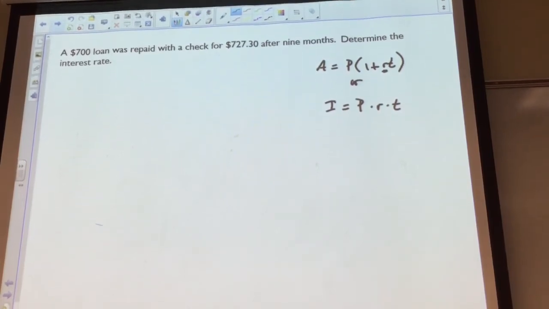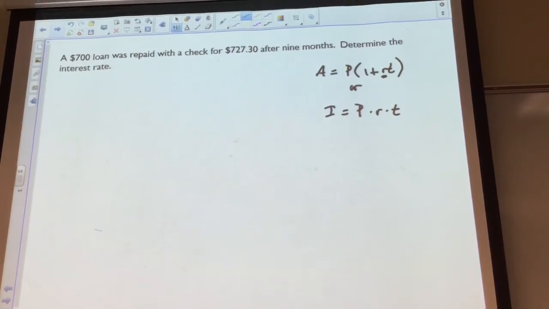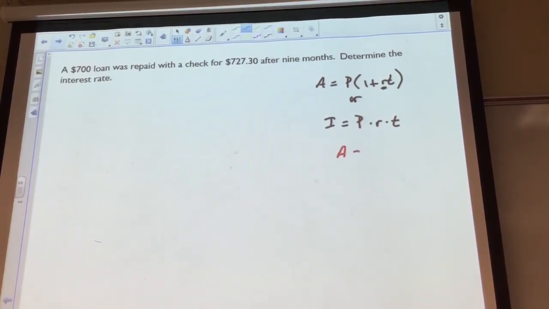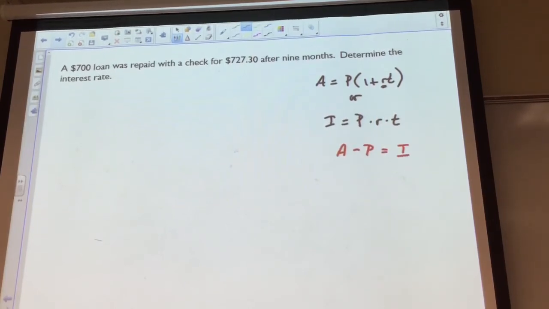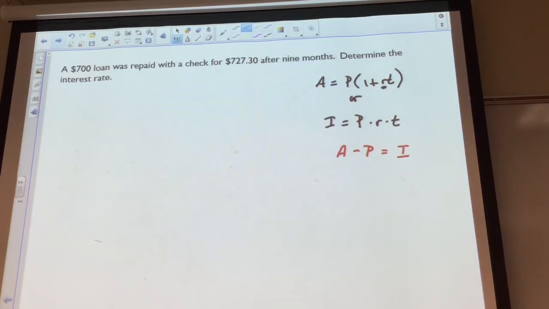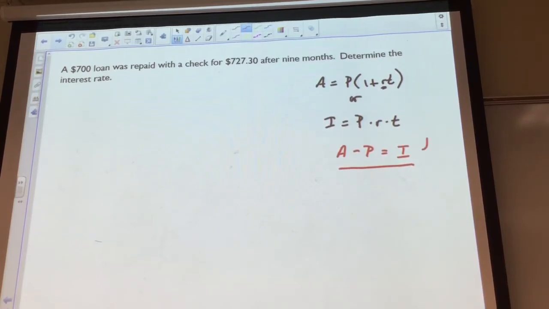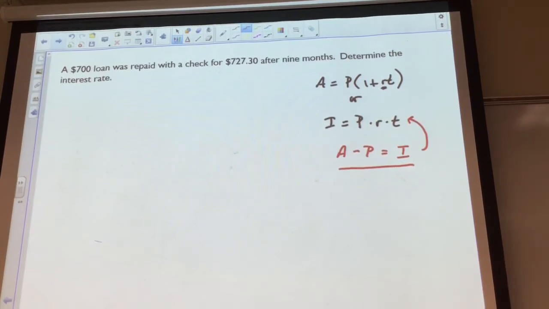So remember that we had one other interest formula that was out there that didn't ever show up on the test, that told us the amount that we have at the end minus what we started with is equal to interest. The reason for that is using this would make this formula easier to use if you have to find rate or if you have to find time.